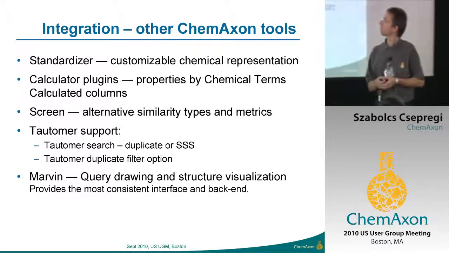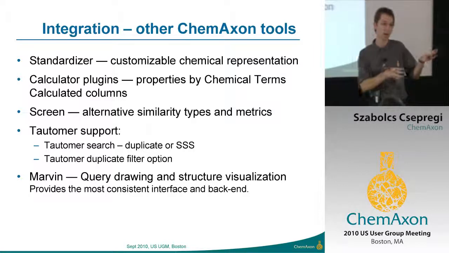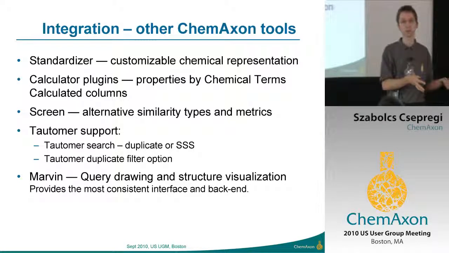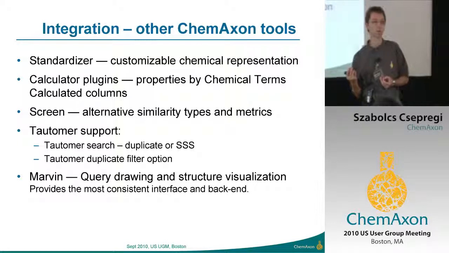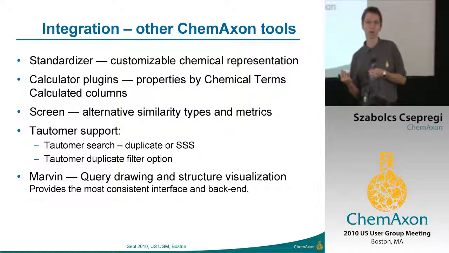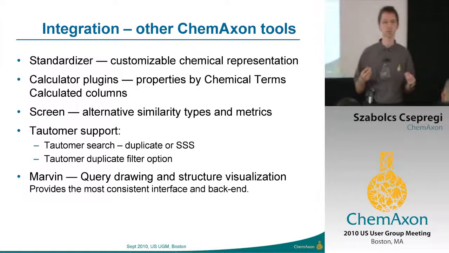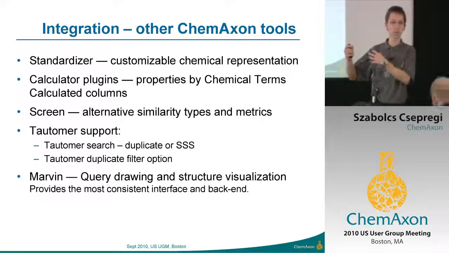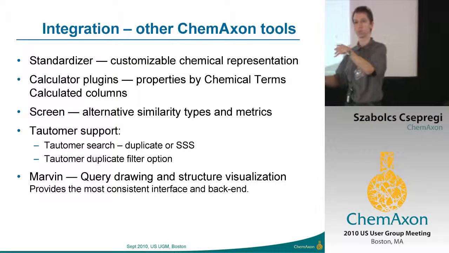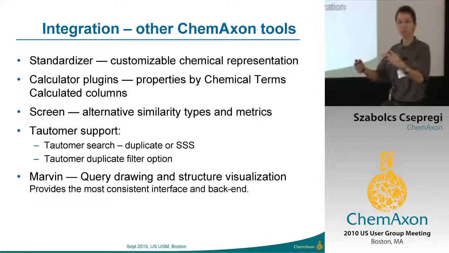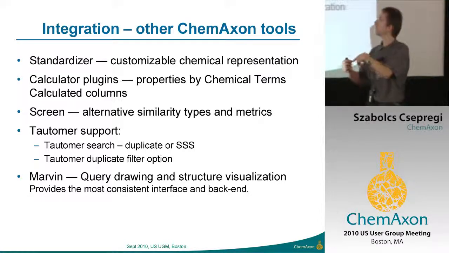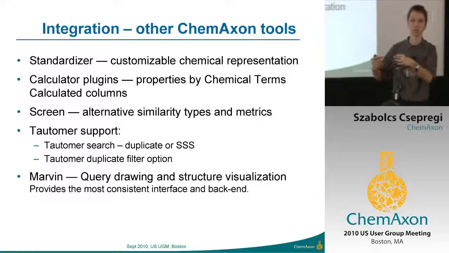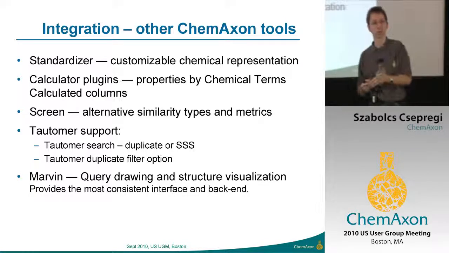We also integrated calculator plugins in several ways. I have mentioned the chemical terms filtering features at the searching slide, but we can also provide calculated columns. And for these calculated columns, we also use a chemical terms expression. When the calculated column is set up, then when a structure is inserted into the database, that calculated column is automatically filled. And every time the structure is changed, the calculated column is recalculated. So it means that the column is always up to date and relates to the actual compound.